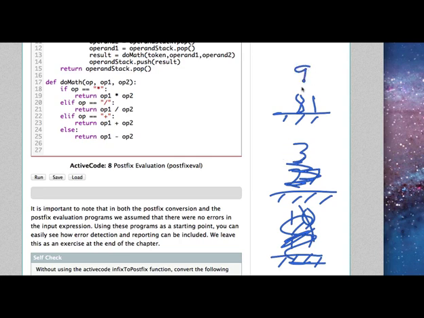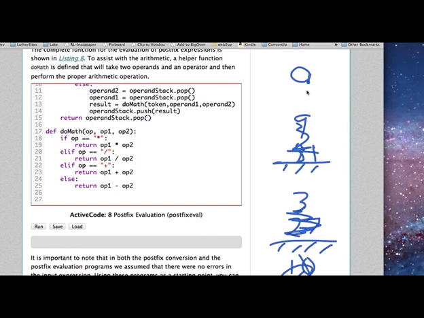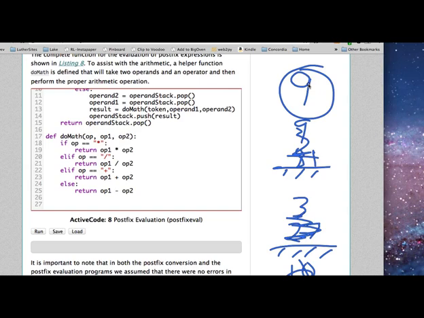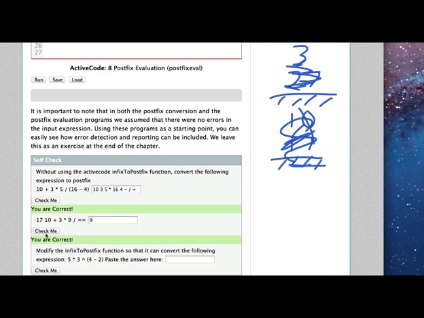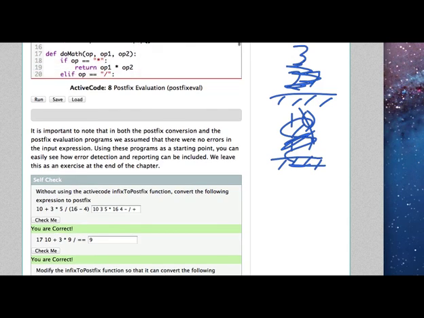Then we push 9 on the stack and we do the division. 81 divided by 9. So remember, we've got to remember the order. It's 81 divided by 9, not 9 divided by 81. 81 divided by 9 is going to give us a value of 9. And that will be our final value. So let's plug that in and check.